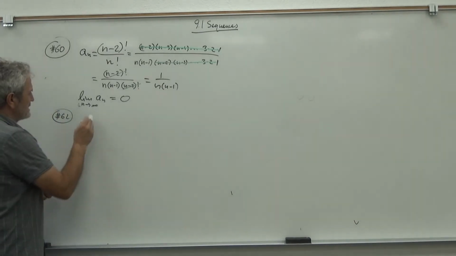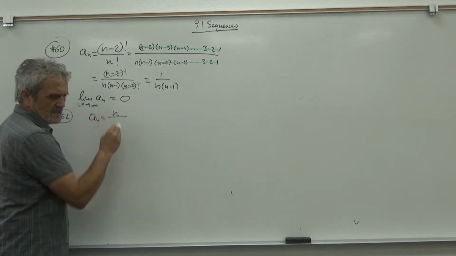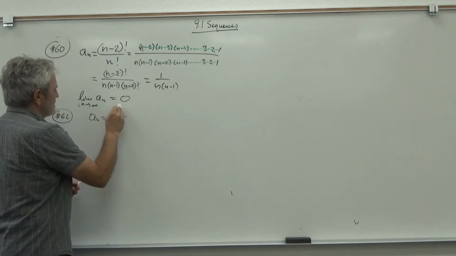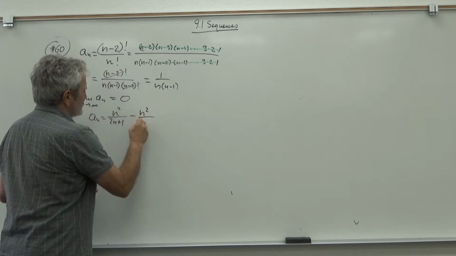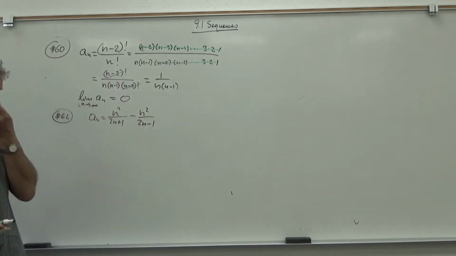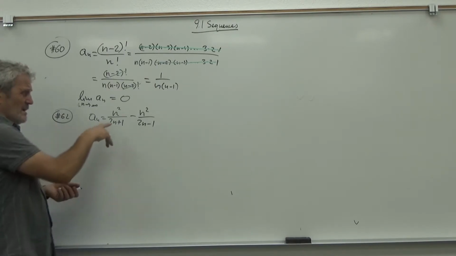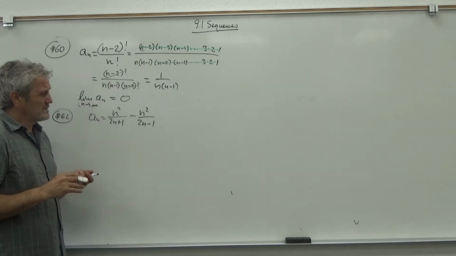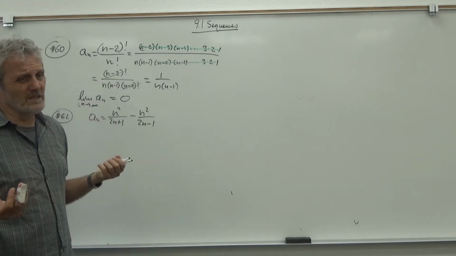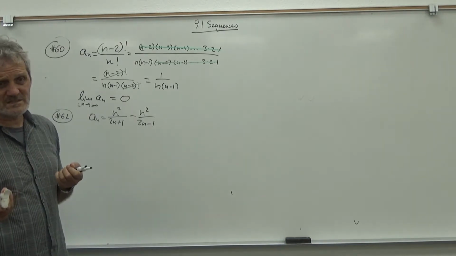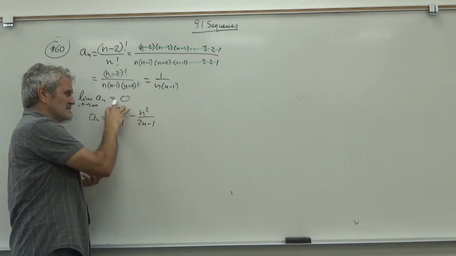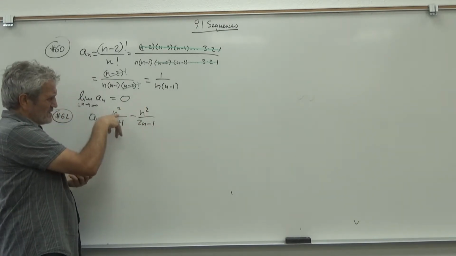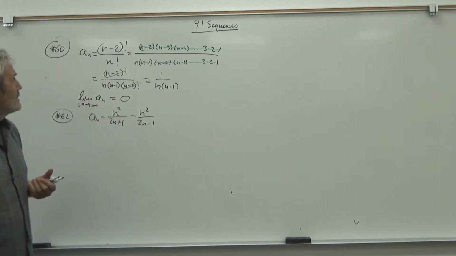We want a_n equals n squared over 2n plus 1 minus n squared over 2n minus 1. This problem has one important message, and that is when you have a minus within your limit, you are only allowed to split if both those limits exist. So in this case, if I were to try to split these two, that would be wrong, because this limit is infinity and this is infinity. Why is that? Because obviously the numerator has higher degree than the denominator.